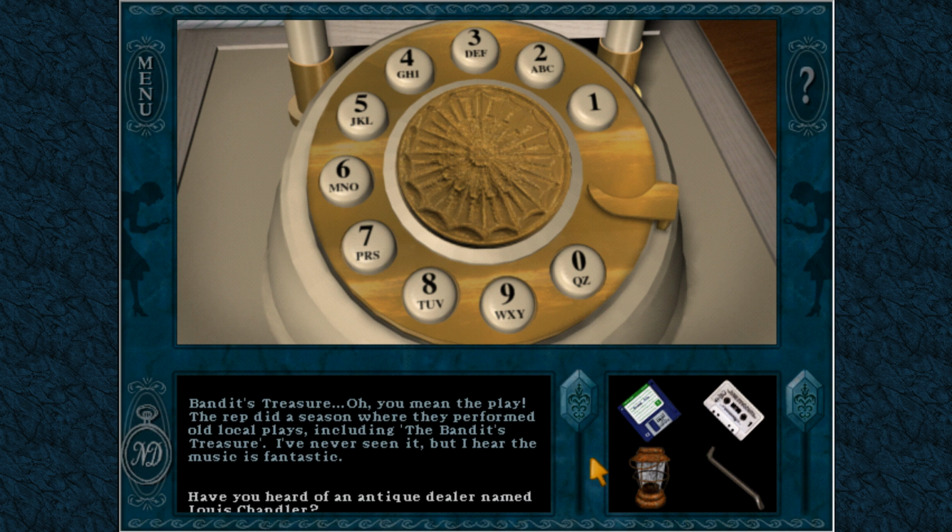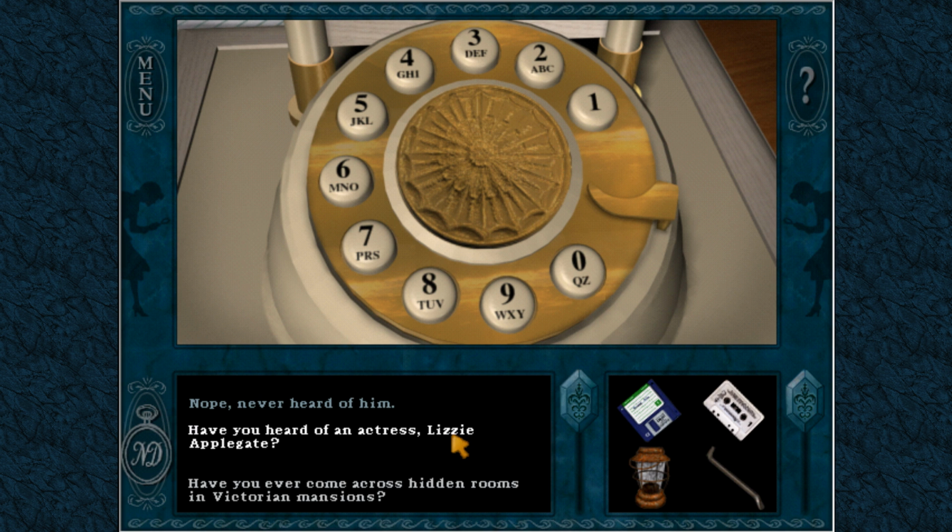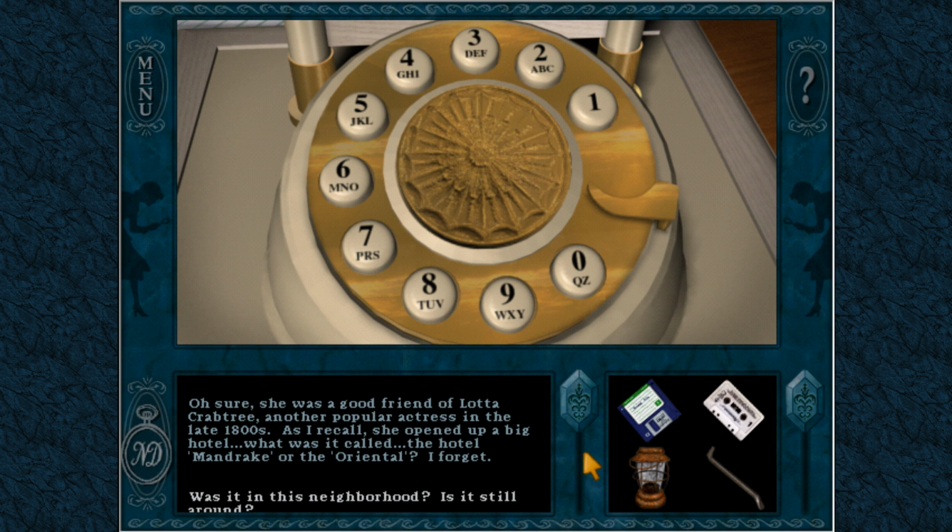What do you know about the Bandit's Treasure? Bandit's Treasure? Oh, you mean the play? The Rep did a season where they performed old local plays, including the Bandit's Treasure. I've never seen it, but I hear the music is fantastic. Have you heard of an antique dealer named Louis Chandler? Nope, never heard of him.